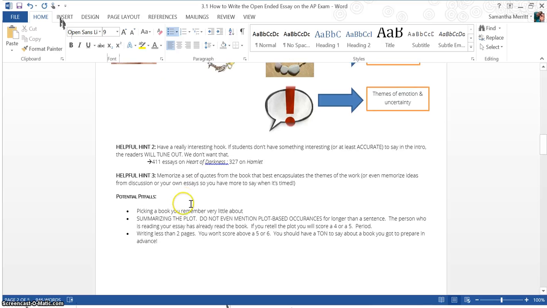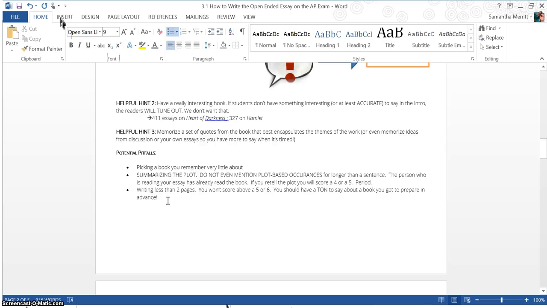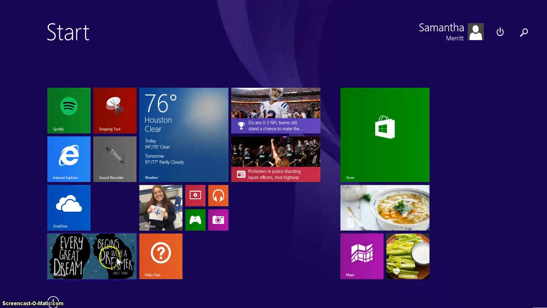Writing less than 2 pages is also another pitfall. If you do that, you will not score above a 5 or a 6. You should have a ton to say about your book because you got to prepare it in advance. You've already done analysis on this. You've stolen bits of analysis from people in discussion. You should have a ton to say, and you have the time to write it because you're not breaking down an entire passage.